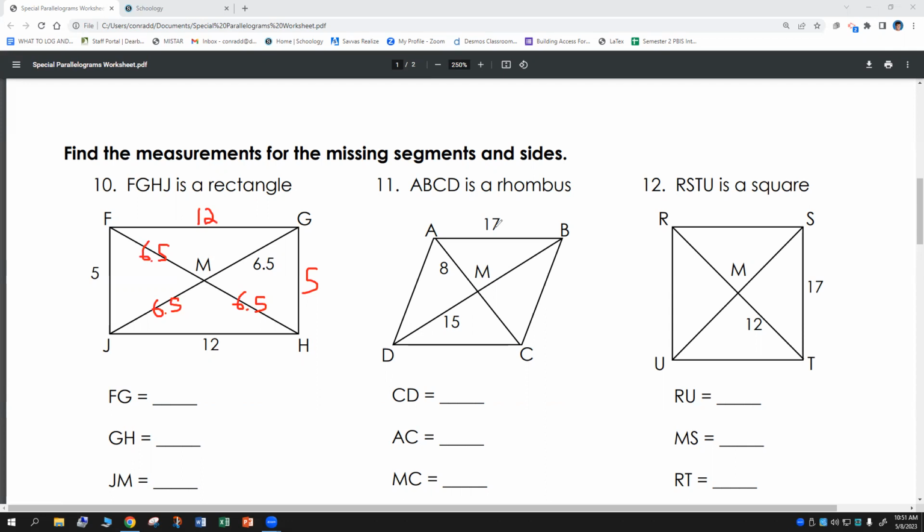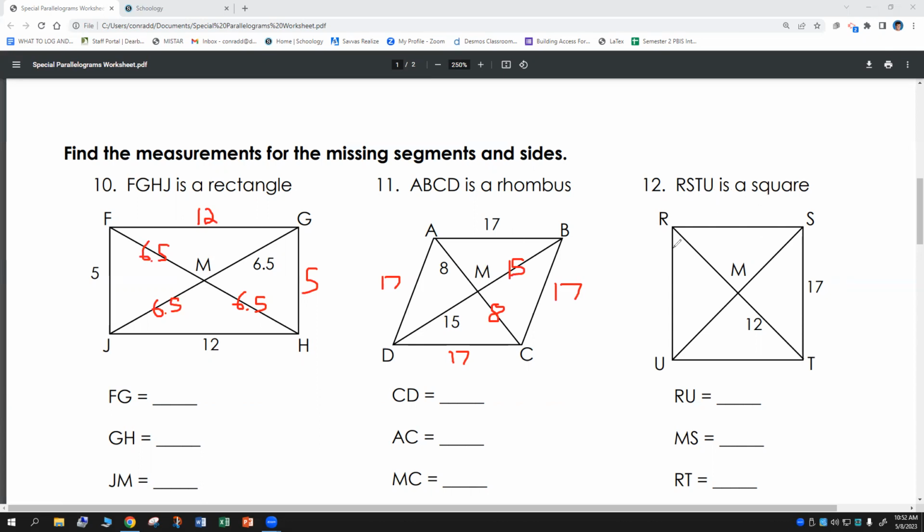A rhombus is a parallelogram where all four sides are congruent, so we could fill in 17 for all of these pieces. Right, and then diagonals are perpendicular, but that's relevant for angles. Since the rhombus is a parallelogram, diagonals bisect each other. So MB is going to be 15 and MC is going to be 8.